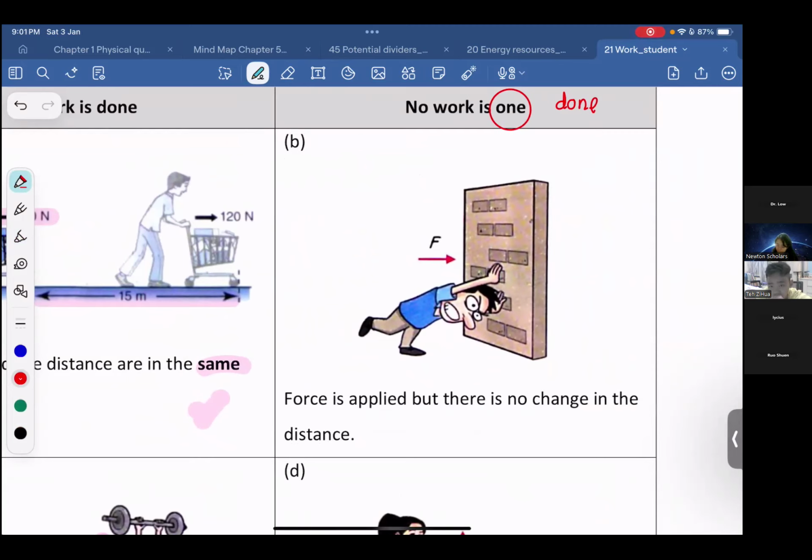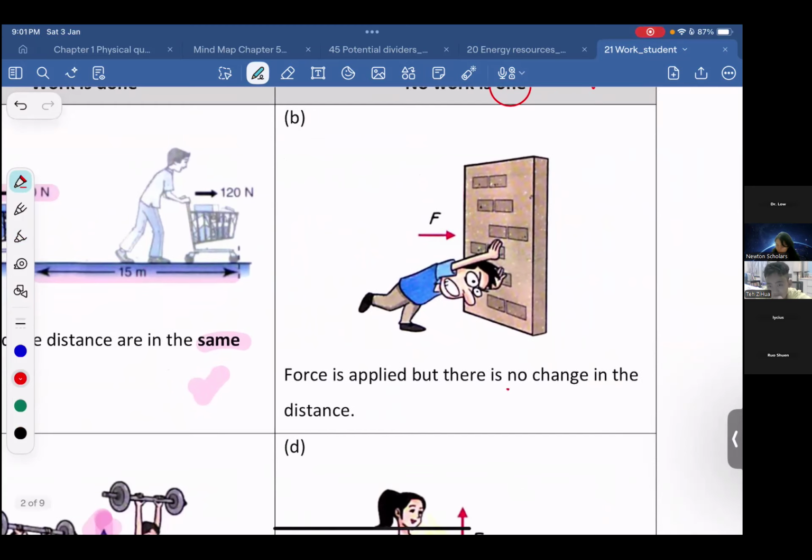Here force is applied, but there is no change in the distance. Let's say today I ask you, can you help me move the wall? If you are able to do the work, then I will pay you the money. But at the end, no matter how you push, the wall is still there. So should I pay you the money? No. I won't pay you because no work is done. No work is done.